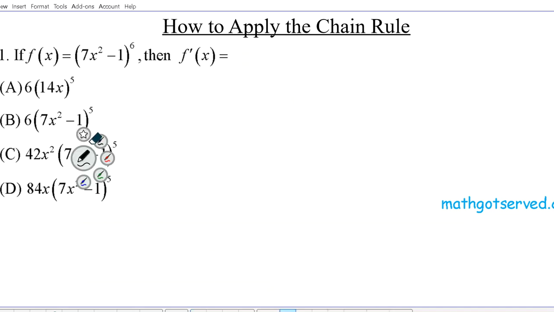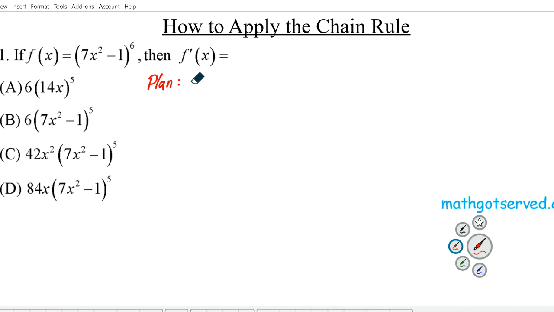In question number 1, we're going to be assessed on how to apply the chain rule in finding the derivative of a function. Okay, so question 1 reads, if f of x equals the quantity 7x squared minus 1 raised to the 6th power, then f prime of x equals. All right, so let's go ahead and specify what our plan of attack for this problem is.